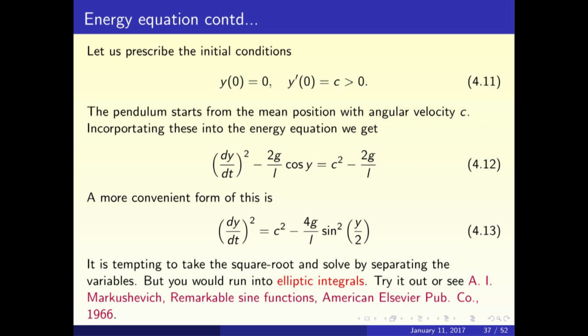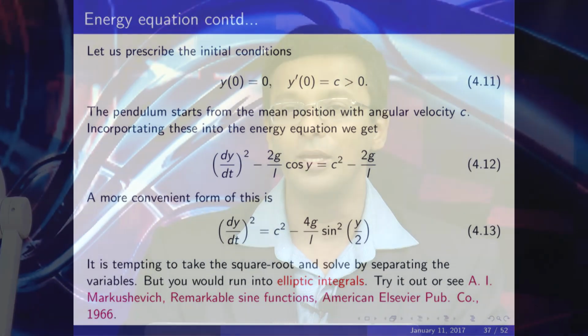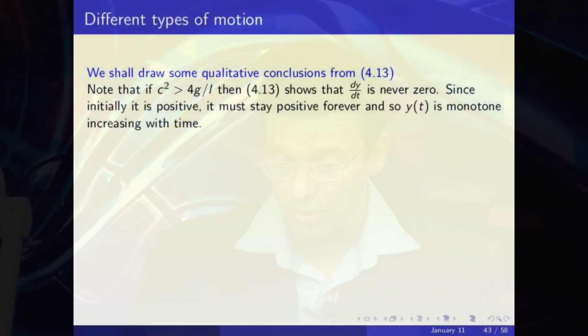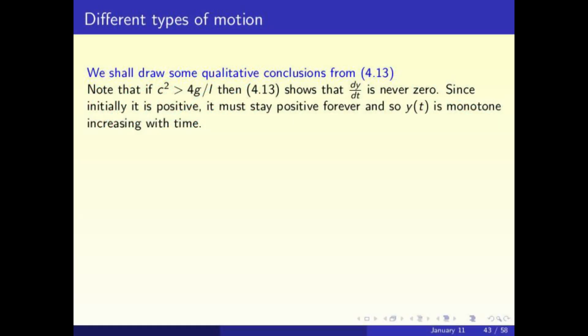And so, the derivative dy by dt must always keep the same sign. It must always be positive or it must always be negative. And initially, look at 4.11, the derivative was initially positive, so it must be positive forever. So, the derivative is positive always. That means that y of t must be a monotone increasing function of time. The function y of t is monotone increasing with respect to t.